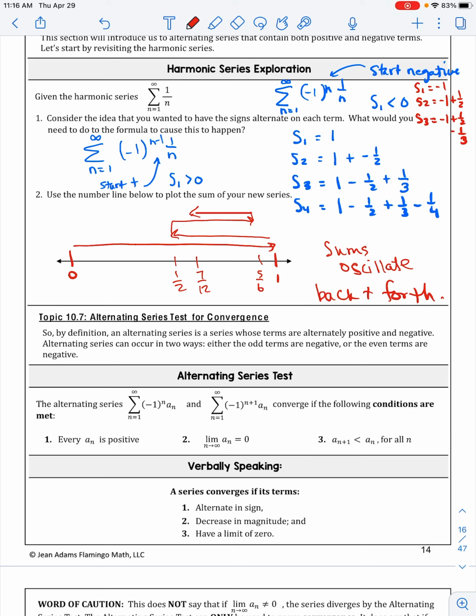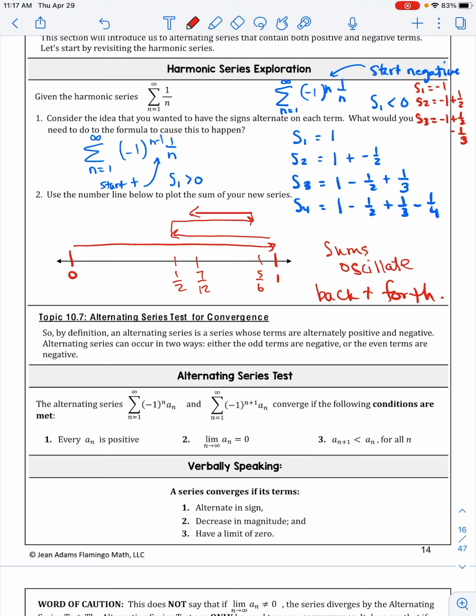Alternating series can occur in two ways. Either the odd terms are negative or the even terms are negative. And so the alternating series summation n equals 1 to infinity of -1 to the n times a sub n, and the summation from n equals 1 to infinity of -1 to the n plus 1 times a sub n converge if the following conditions are met.